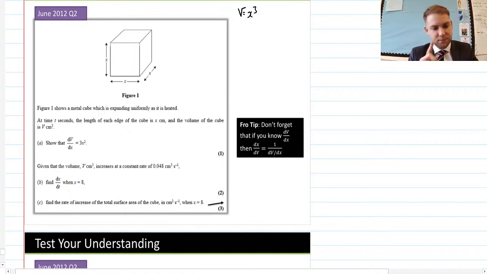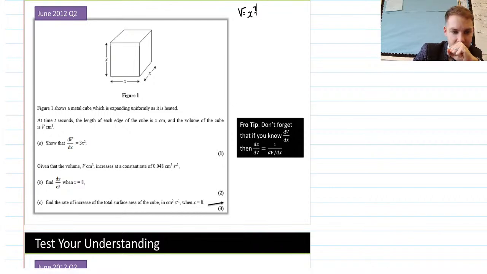In fact, have a little go at this yourself before. This is a test of understanding, I should have done this. Have a little go at this one yourself, okay? I'll give you a few minutes to have a go at it. Just get yourself started.